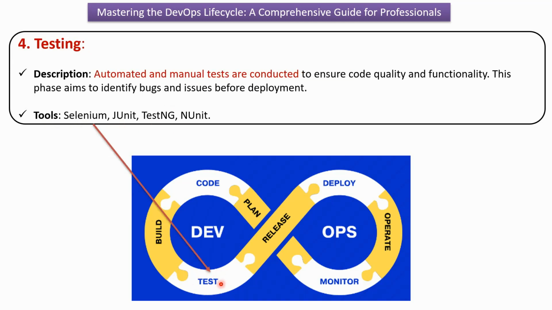Phase 4 is testing. In this phase, automated and manual tests are conducted to ensure code quality and functionalities are as per the requirements. This phase aims to identify bugs and issues before the deployment. Tools used are Selenium, JUnit, TestNG, and NUnit.